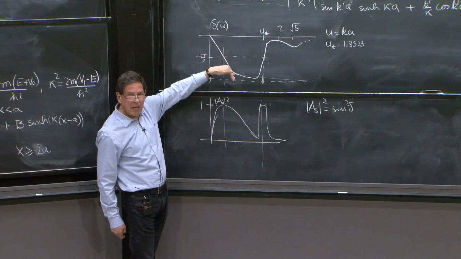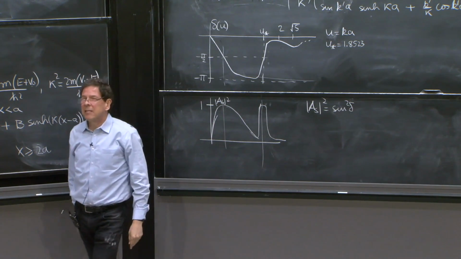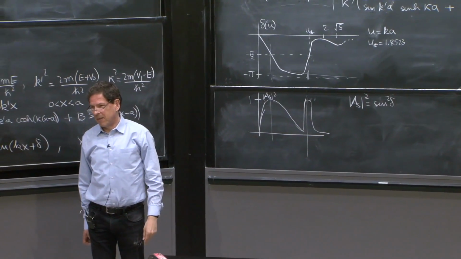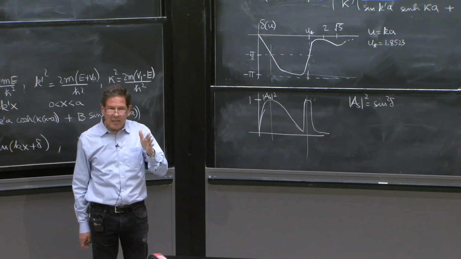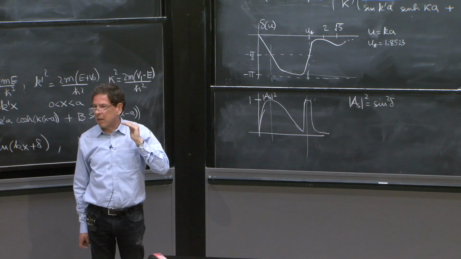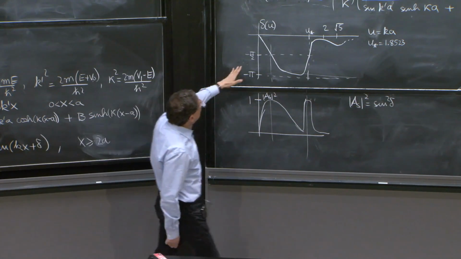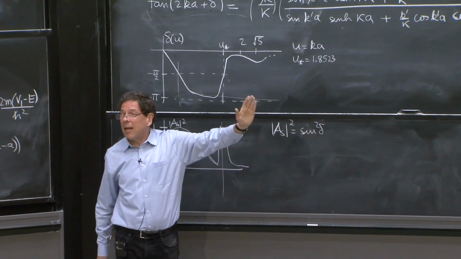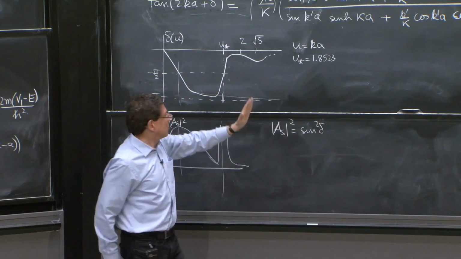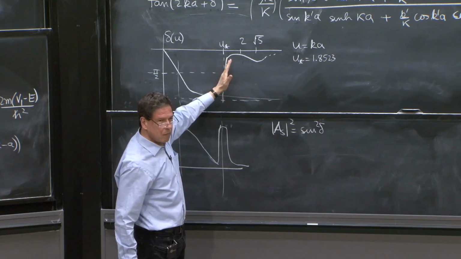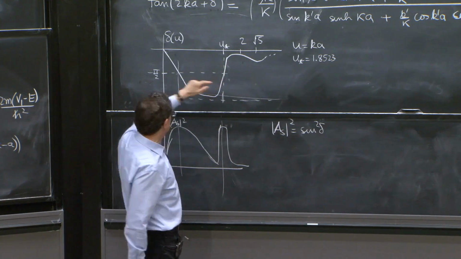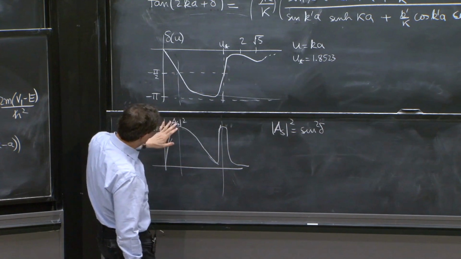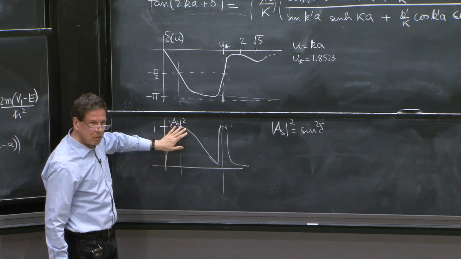This sign corresponds to time advance. The derivative is negative. And time advance cannot be too large, as you know. On the other hand, here is time delay. And time delay can be very large. So we think this must be the resonance, and this is not a resonance, even though the scattering amplitude is big here.